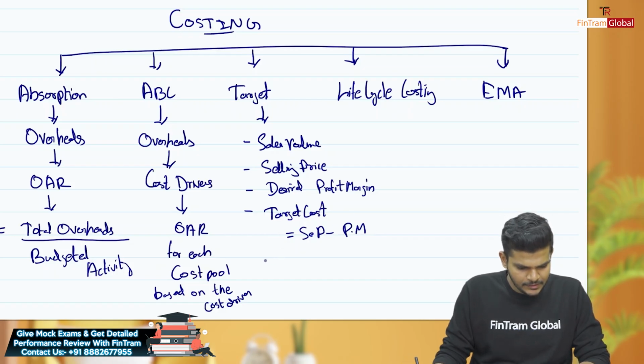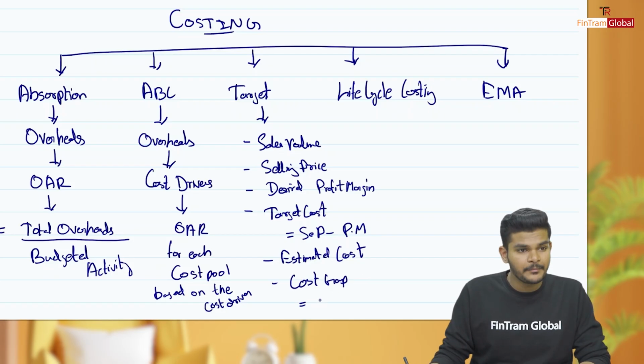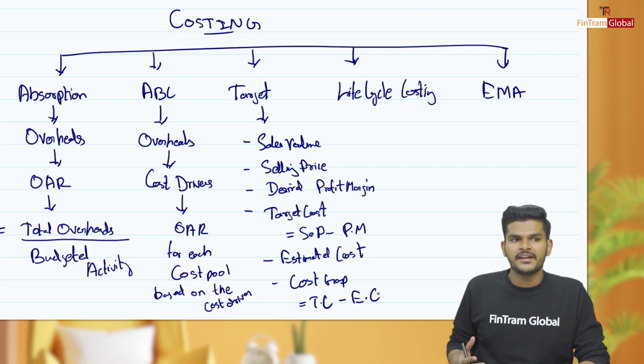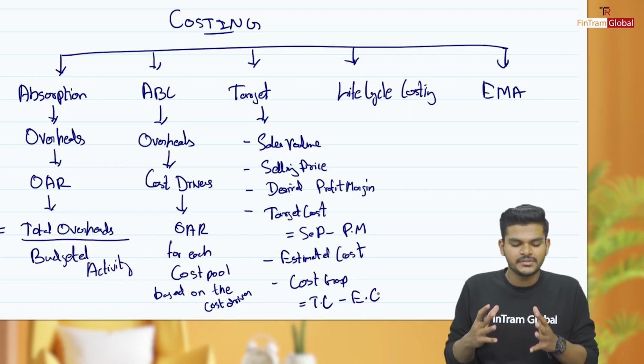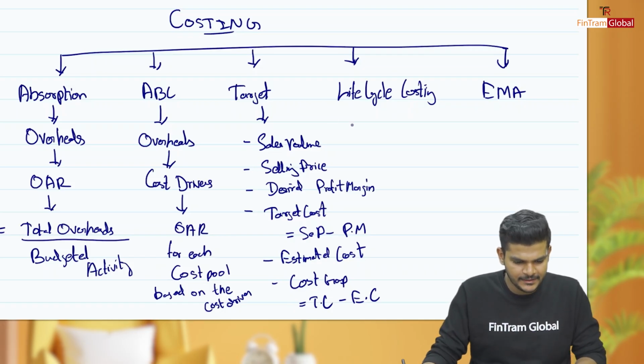And then, after that, what I do is I calculate the estimated cost. And after which, I calculate the cost gap. And what is the cost gap? Cost gap is basically the target cost minus estimated cost, right? And the overall idea behind target costing is to reduce the cost gap, right? Simple as that. Okay, folks, so that's basically the idea.